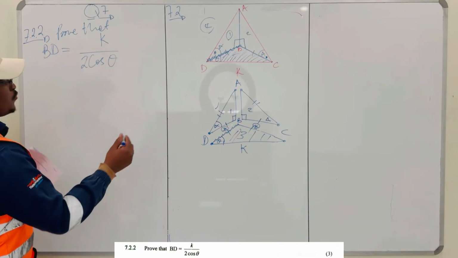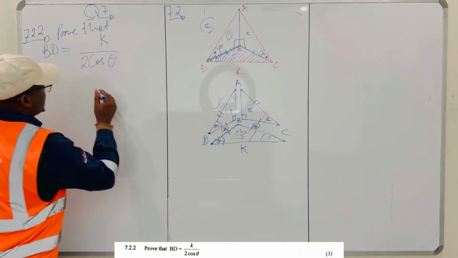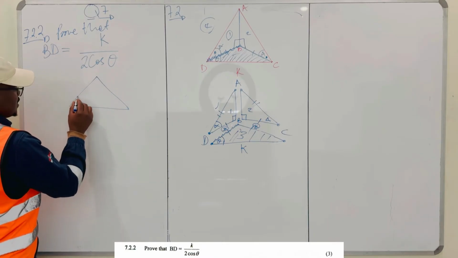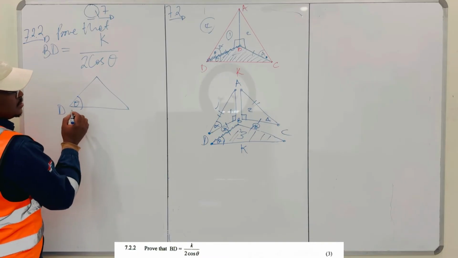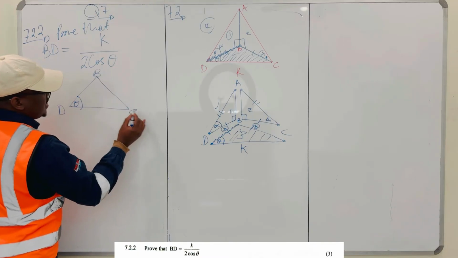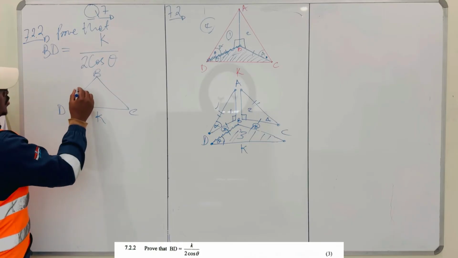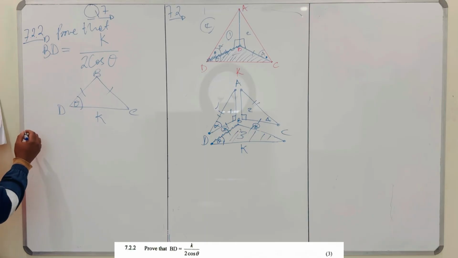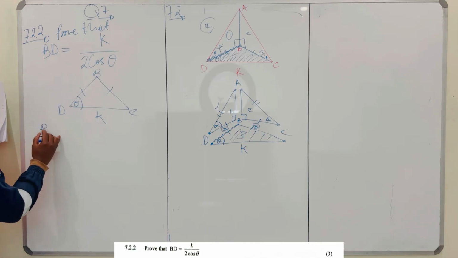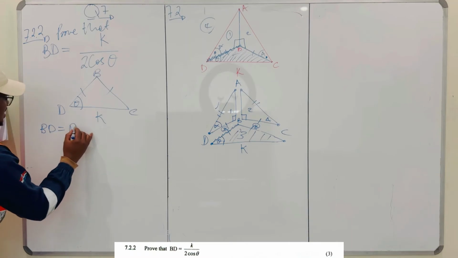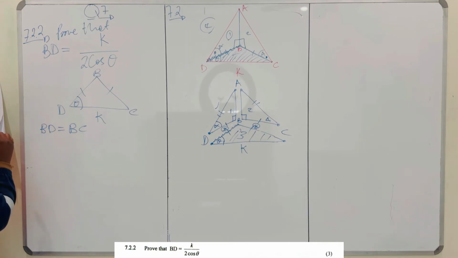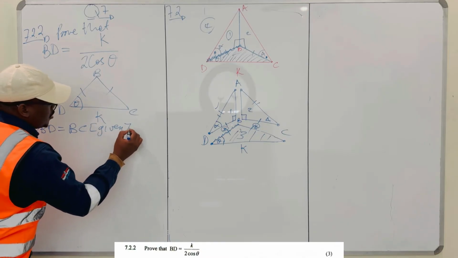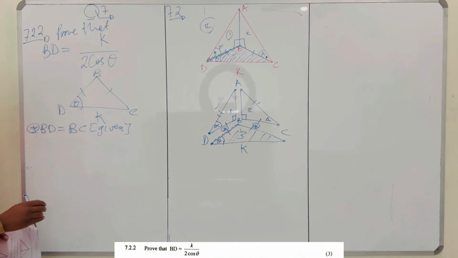No problem. So if we're looking at the base triangle, it looks like this. We have theta here, we have D, we have B, we have C. This is K, you know that this is equal to that, right? We're told it was given that BD is equal to BC. This was given. So we want to find BD here.